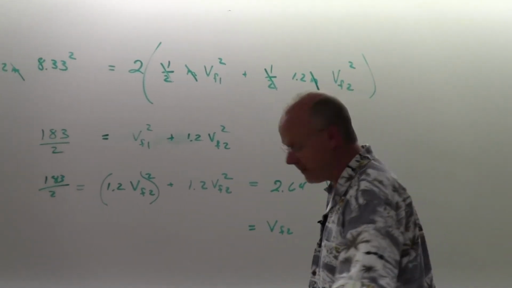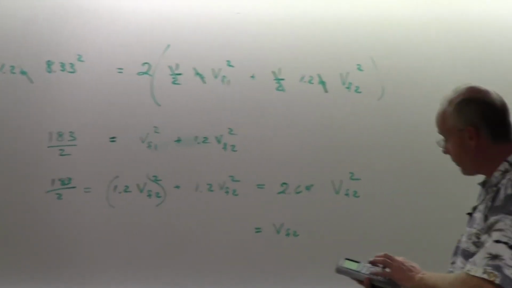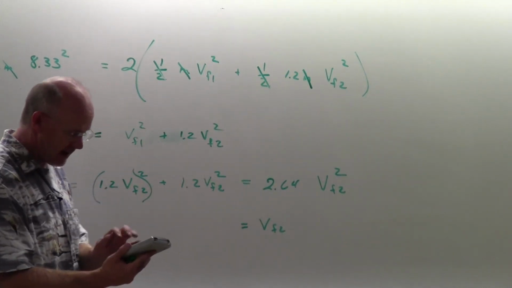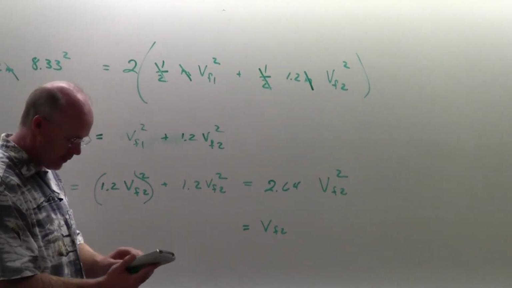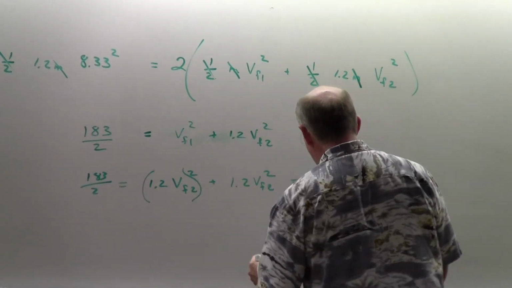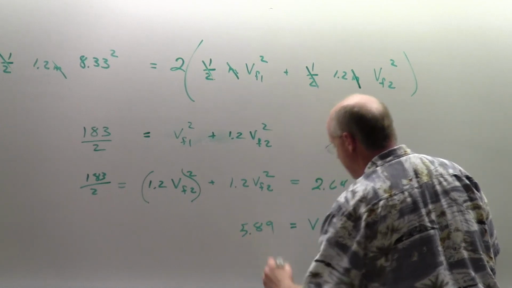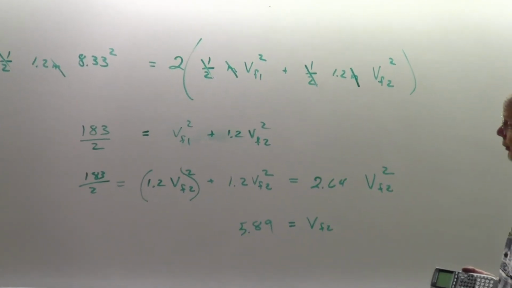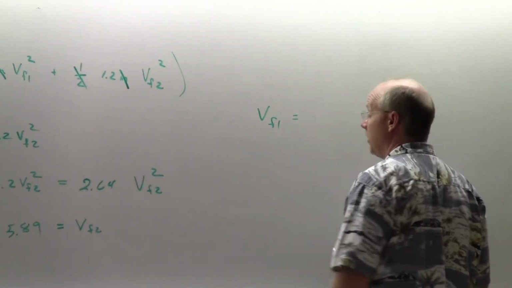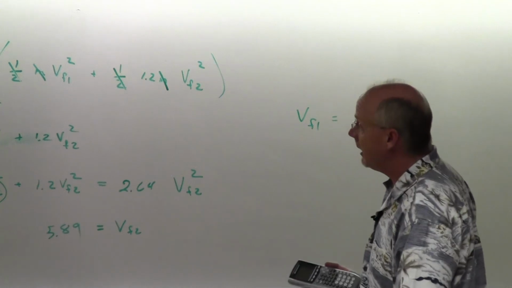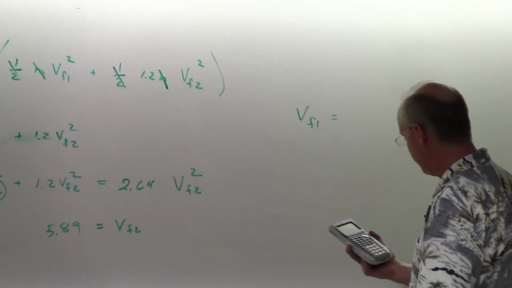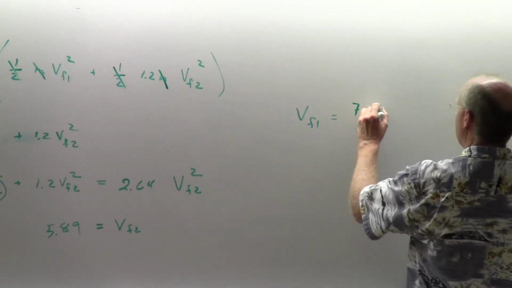A little more arithmetic here. This side of the equation is 183 divided by 2 here. Then I'll divide that by the 2.64, take the square root of all of that, and if I've done my math right, 5.89 is the speed of number 2, which means then the speed of number 1 is 1.2 times number 2, so 7.06. Ta-da!